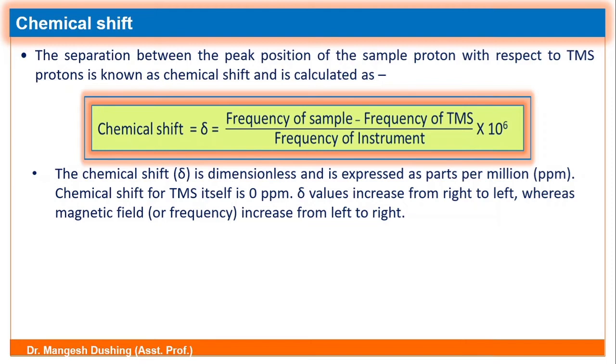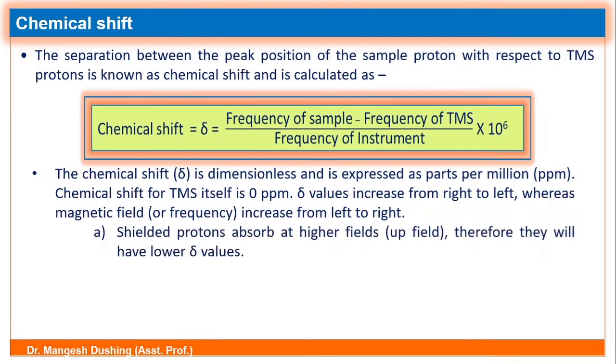The chemical shift of TMS itself is 0 ppm. It's a standard one, so it is itself considered as 0. So delta values increase from right to left, whereas the magnetic field or frequency increases from left to right. Magnetic field is increasing from left to right, while delta, that is chemical shift, increases from right to left.